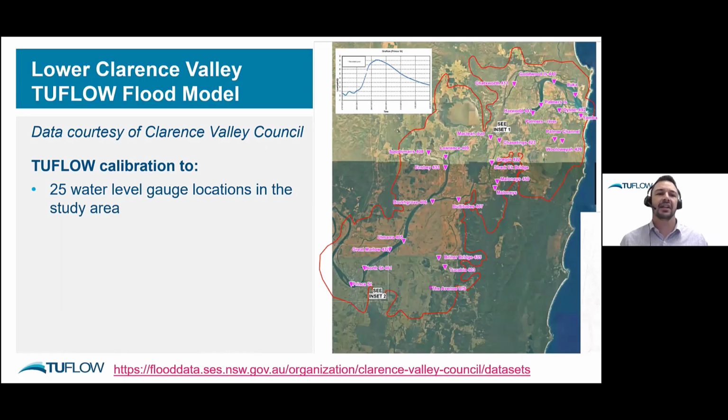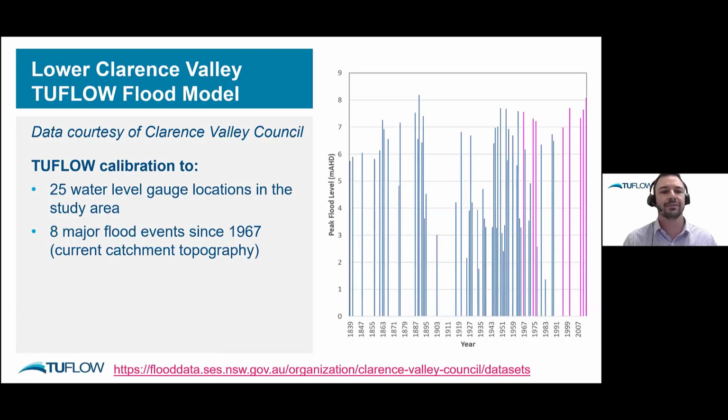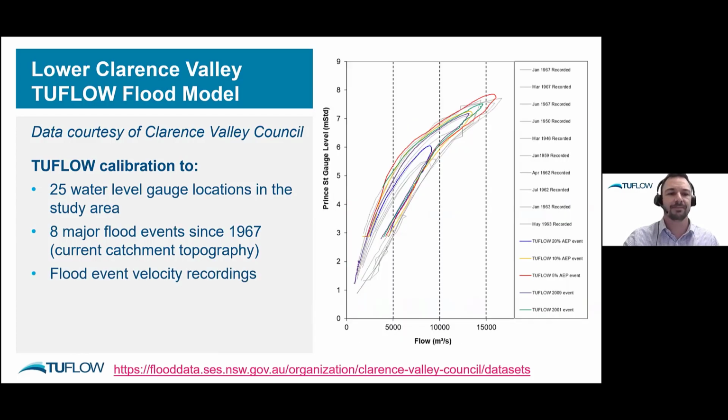Let's now just look at the data that was calibrated to. Council, or the state as well, have 25 different water level gauge locations. So that's time versus water level. Since the 1970s, they've had 8 major flood events. These all represent the current topographic state of the catchment, so they're good for calibrating against, for flood model calibration.